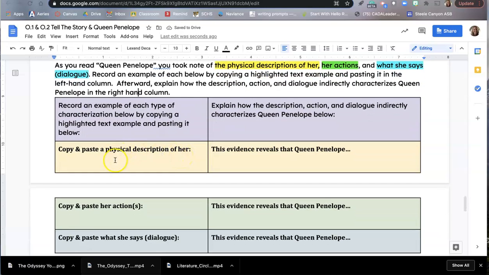So here is where you're going to paste a physical description of her. You're going to copy and paste an action, and you're going to copy and paste something she says. Over here, you're going to explain how the description, action, and dialogue indirectly characterizes Queen Penelope below.